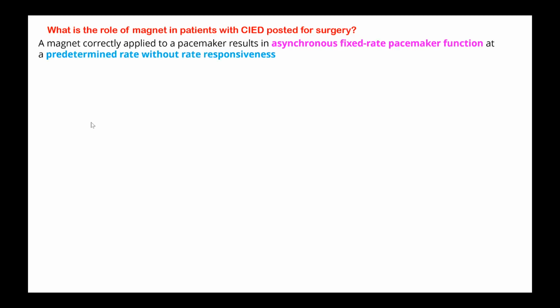It has to be placed over the pulse generator. Okay, and it closes a reed switch, and it will convert the program into asynchronous mode. That is the reason for that. So a magnet correctly applied over the pacemaker results in an asynchronous fixed rate pacing mode at a predetermined rate without rate responsiveness.